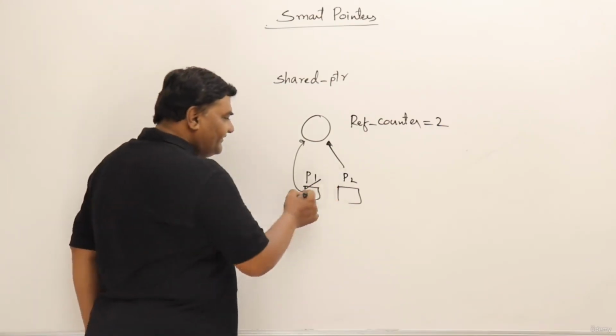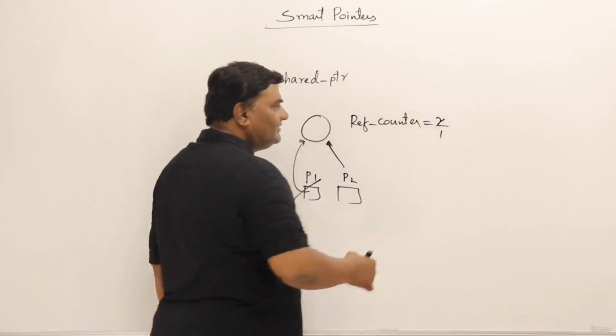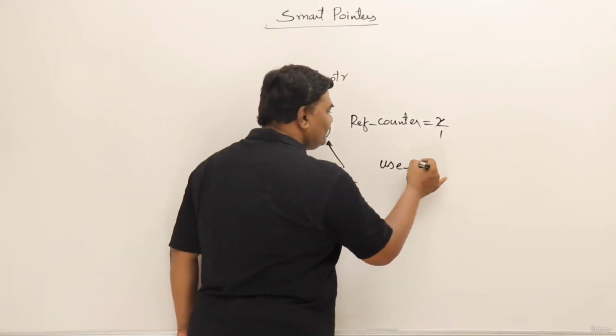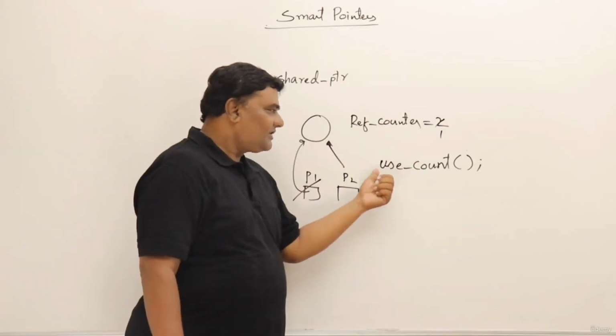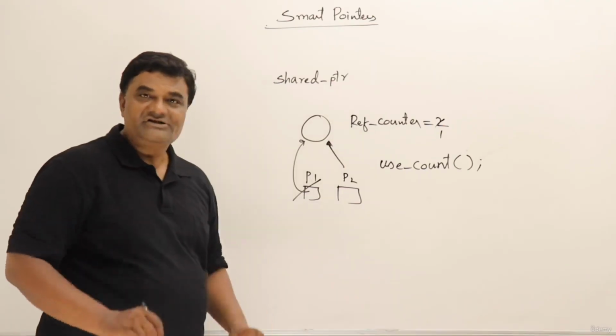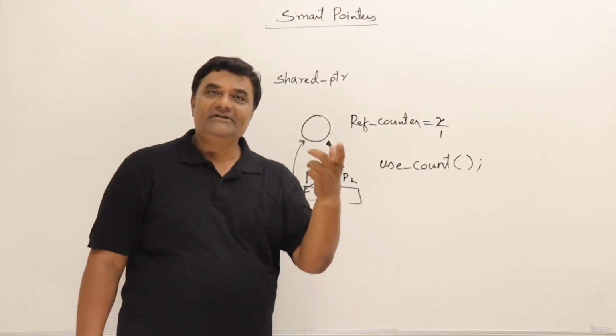So if you remove P1, then the counter reduces to 1. So you can know by calling a function use_count. So we can know the reference counter by calling this function on a shared pointer. That's it. This is about shared pointer. The last one, the minor differences there.